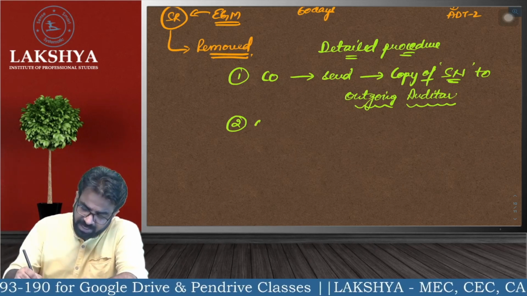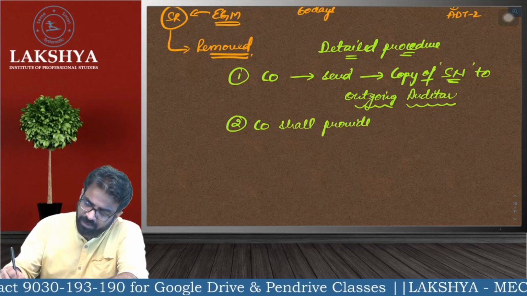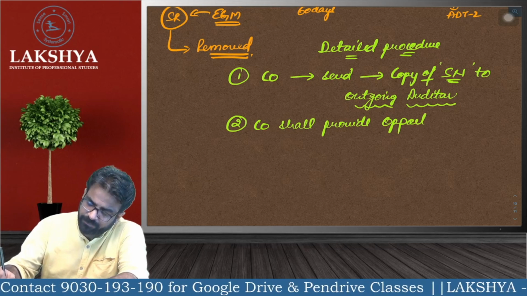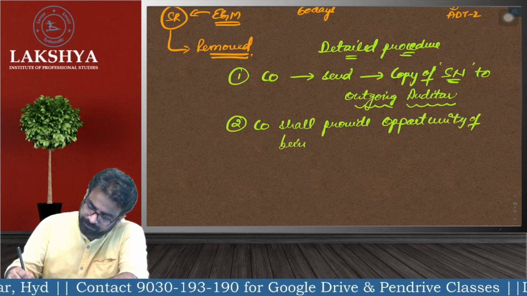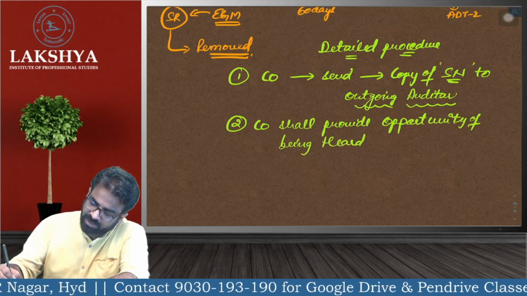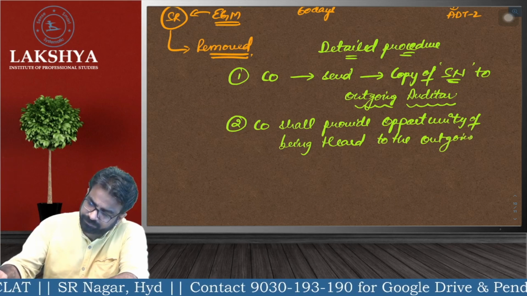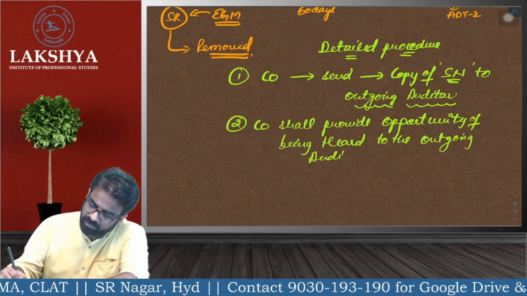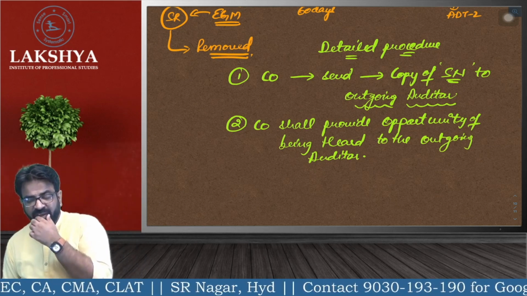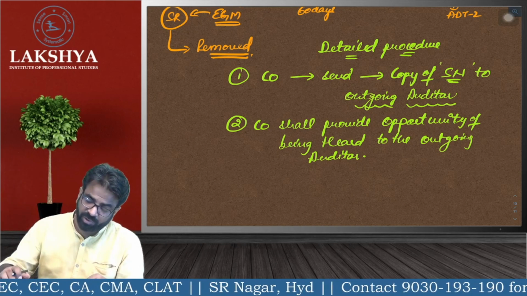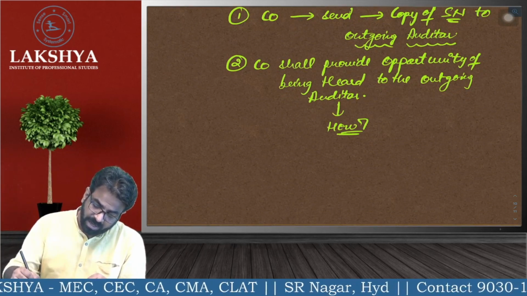Point number 2 is that company shall provide opportunity of being heard to the outgoing auditor. Everyone clear or not? The company shall provide opportunity of being heard to which auditor? Outgoing auditor. How? Question is how?